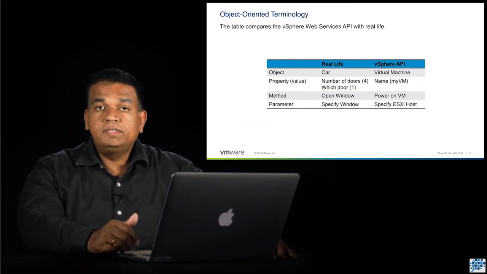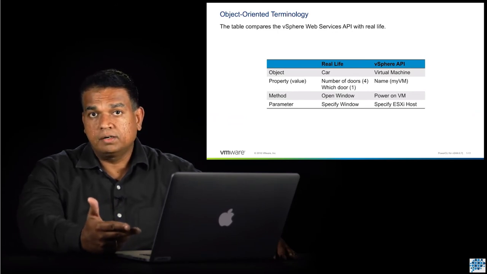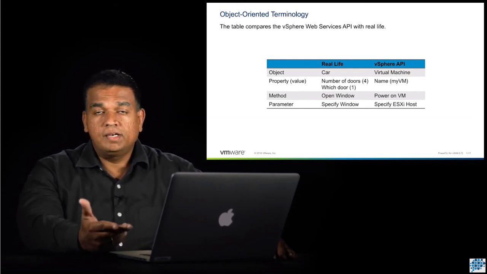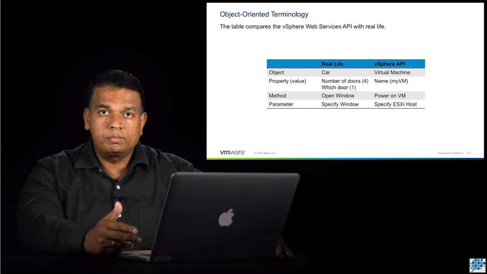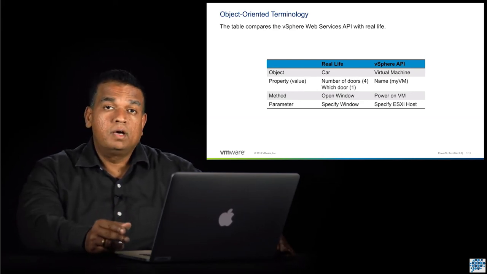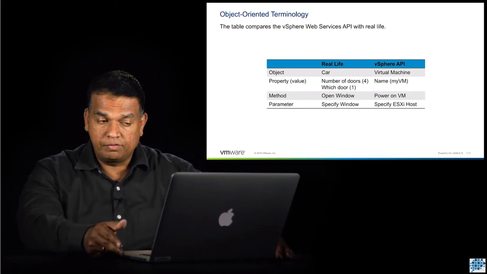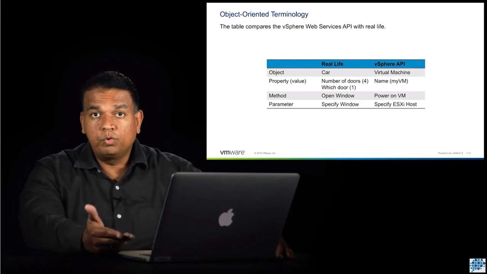So now let me introduce a term called object-oriented software, or object-oriented programming technique, which is basically a layer of abstraction that helps software developers write software easily without actually knowing the inherent complexity inside the software itself. So let's try to compare this with a real world example.